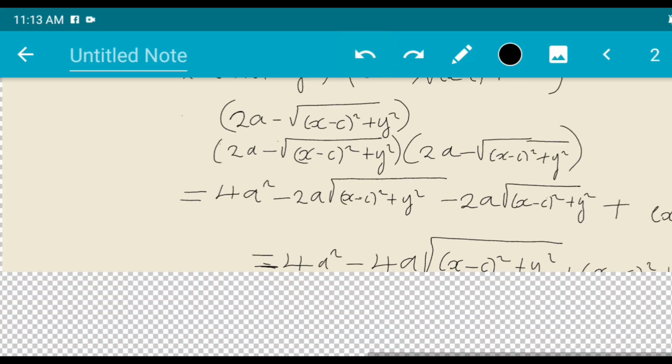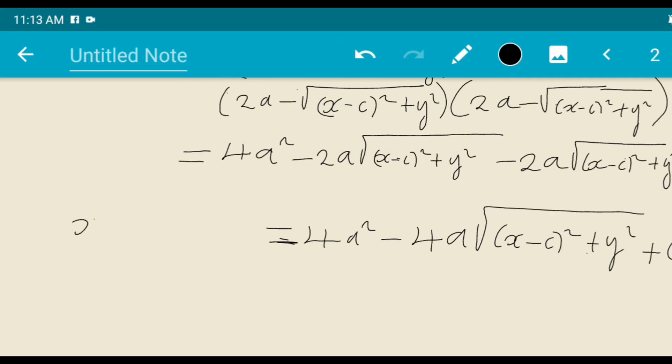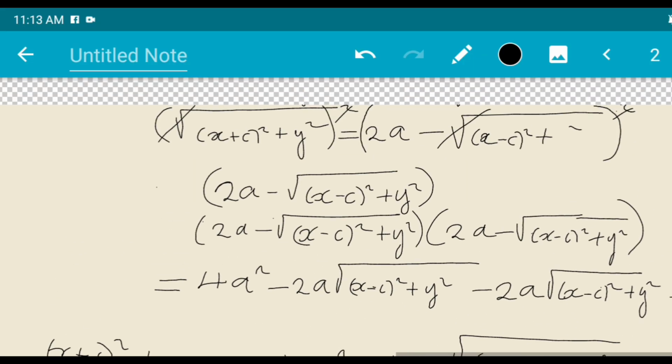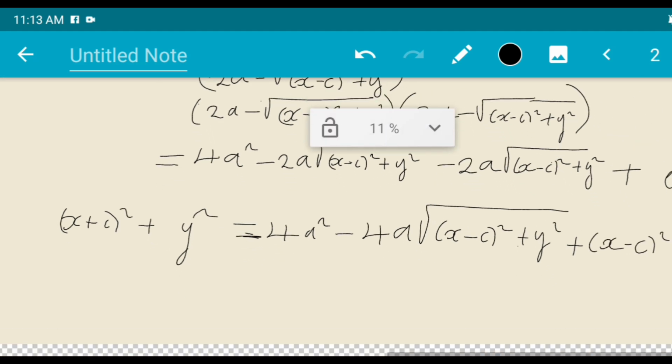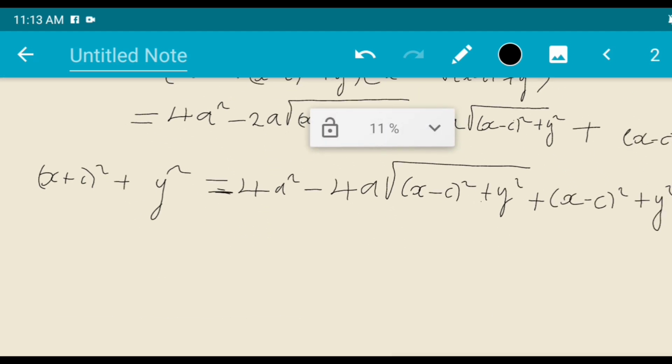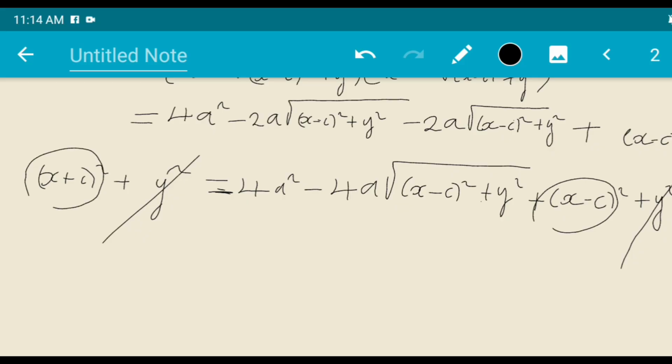So that is x plus c squared plus y squared. Now let's simplify even further. What is common on both sides? As we may obviously see, y squared is common, so we can simply cancel that out. So this goes, that goes. Now let's expand what we have. Let's expand this, let's expand that.